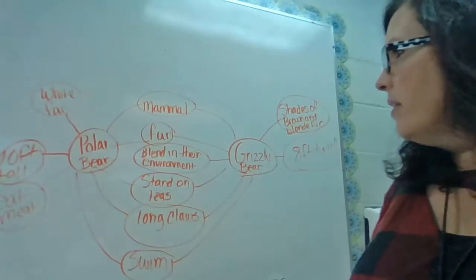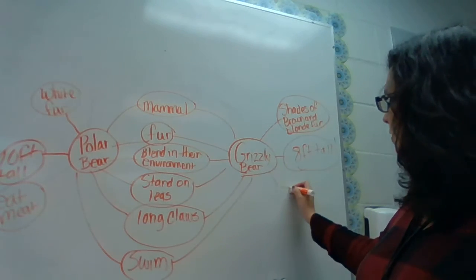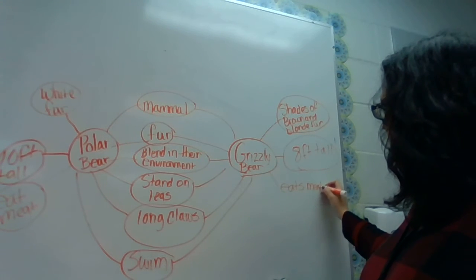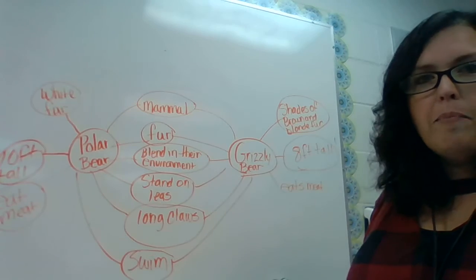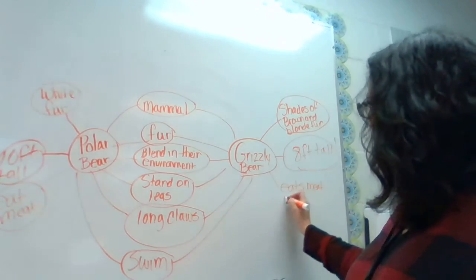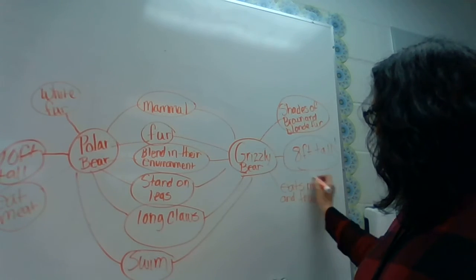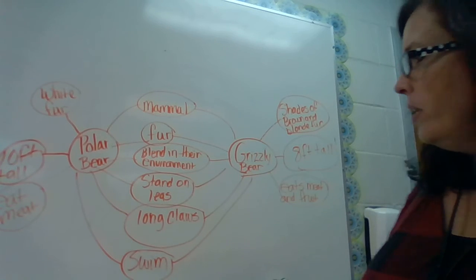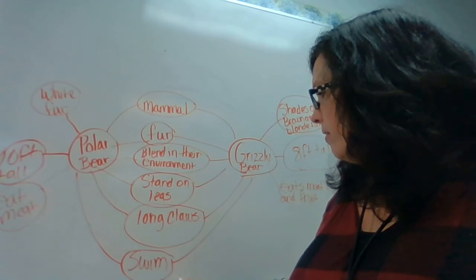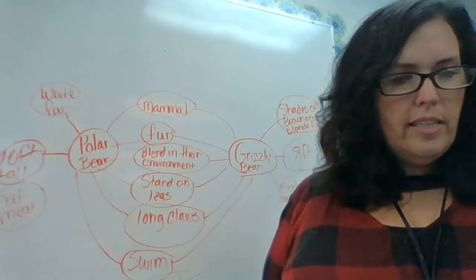So they eat meat. The grizzly bear, he ate meat too with the fish, but he also, remember it said that he ate berries? So he would also eat fruit. Another thing that we could put here is that they both eat fish, right? Or eat meat. Because that would be another thing that is the same.